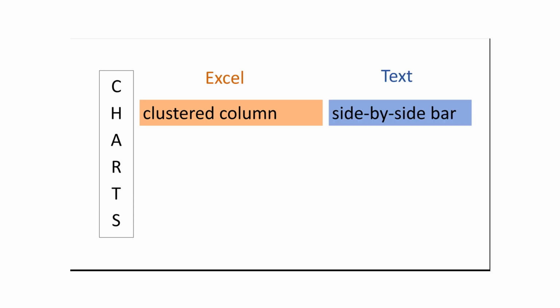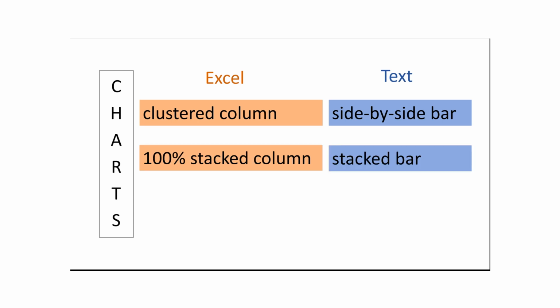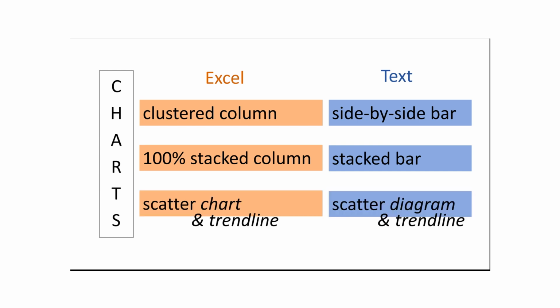Excel calls clustered column charts what your text calls side-by-side charts, bar charts. And it calls 100% stacked column charts what your text calls stacked bar charts. Scatter charts in Excel corresponds to scatter diagram in the text.